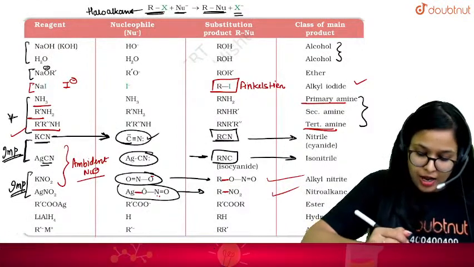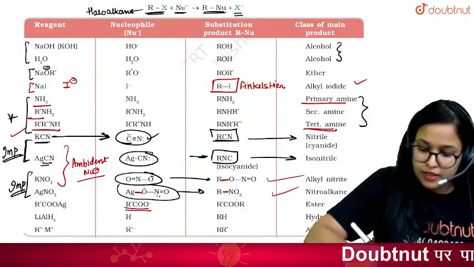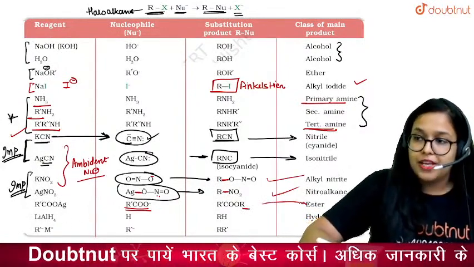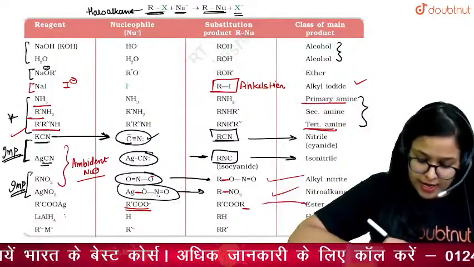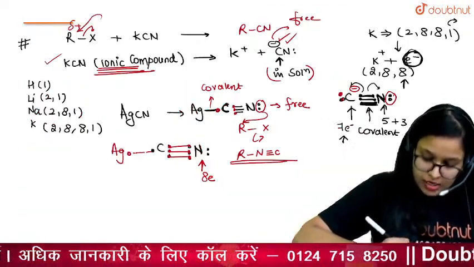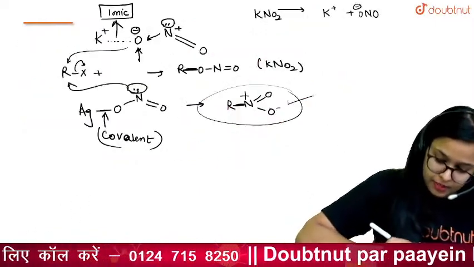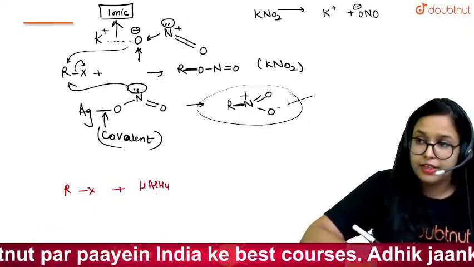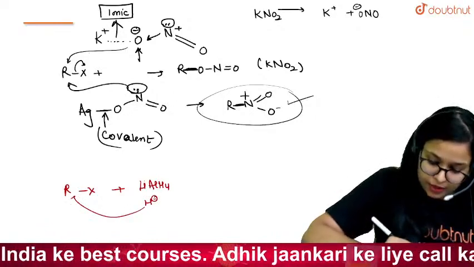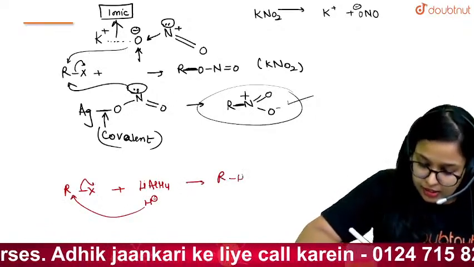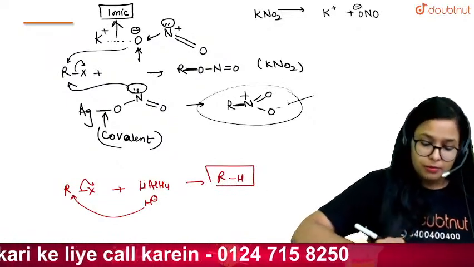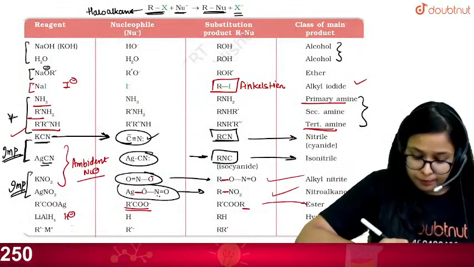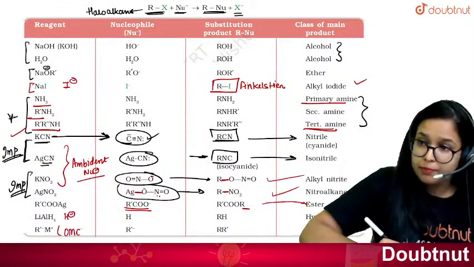Now in RCOOAg, RCOO minus acts as a nucleophile, attacks R, and a new R is attached, which leads to the formation of an ester. Now in the case of LiAlH4, H minus acts as a donor atom. When RX is attacked, H minus acts as a nucleophile, attacks and removes X, and in this case you have formed a hydrocarbon from the haloalkane, right?